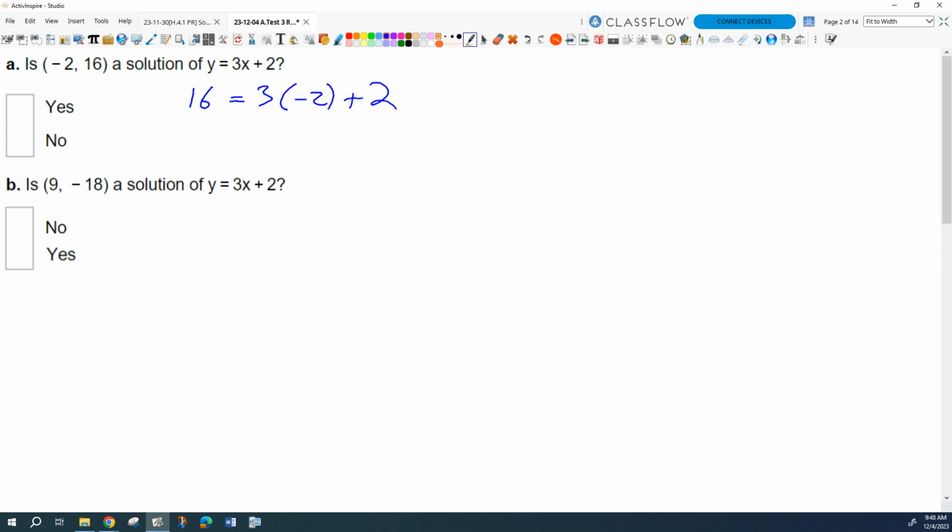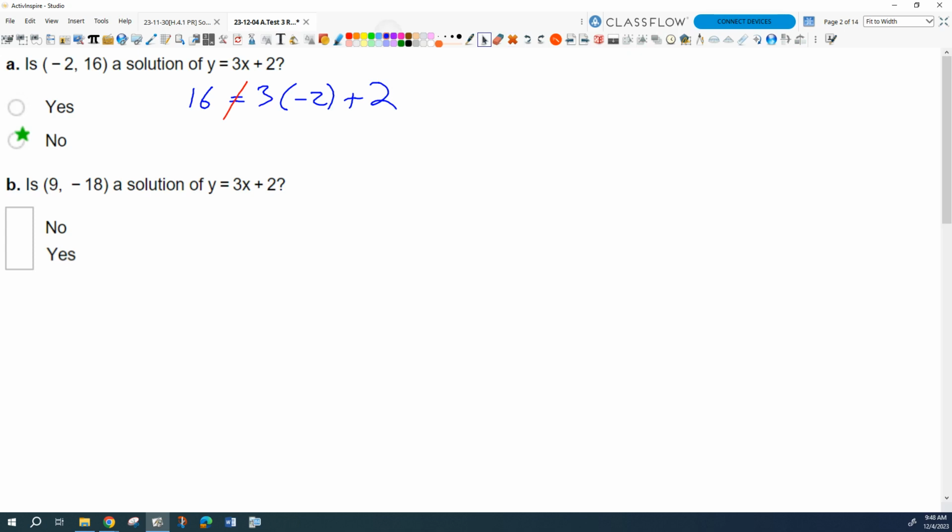16 equals 3 times -2 plus 2? Give me thumbs on that. Does that work? Thumbs up or down? Is that a true statement? That is false, isn't it? The y value of 16 is not equal to 3 times -2 plus 2. So this one is no.